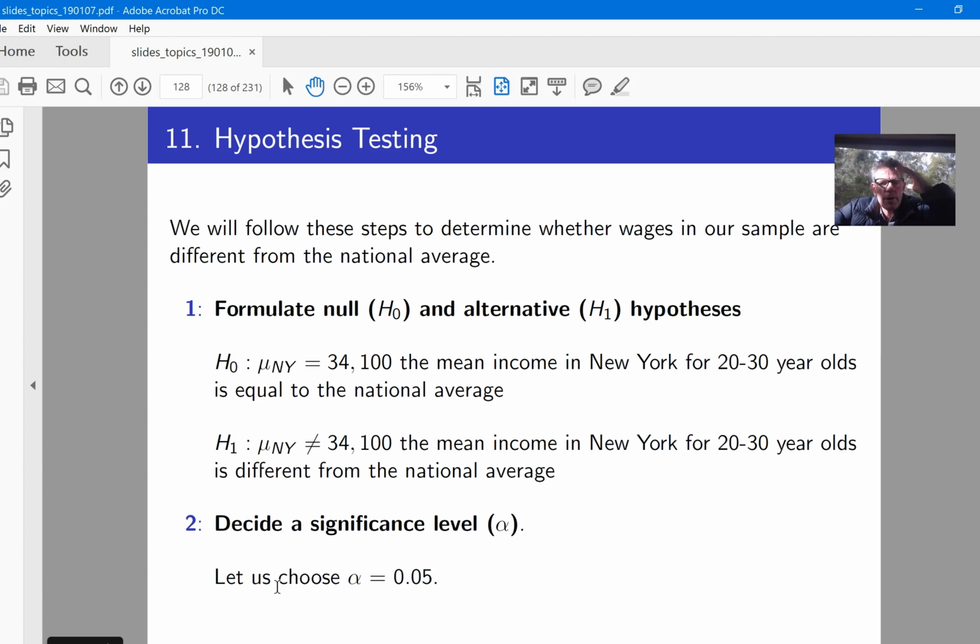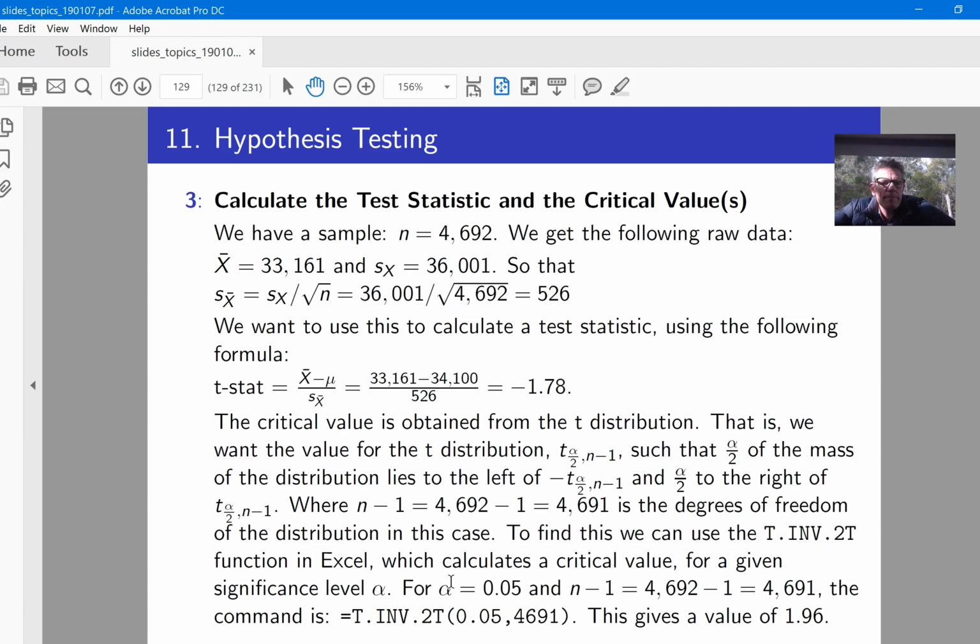Okay, so in this case, we get our null hypothesis and our alternative hypothesis. The null is that the mean for New York people in the age group 20 to 30 is equal to the national average. The alternative is that it's not equal to the national average. We choose something called a significance level, and we'll think a bit about that later on. The typical thing to do is to choose a significance level of 5%.